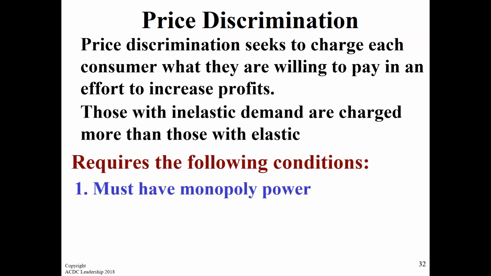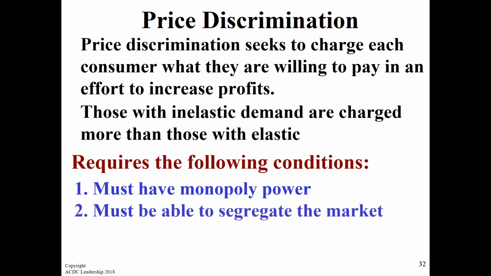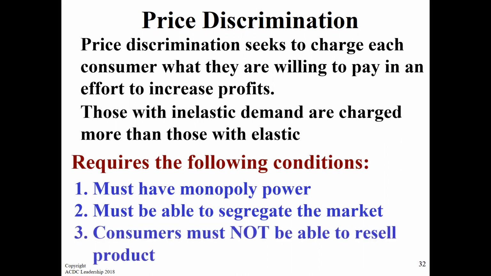You usually have to have monopoly power to control the industry. The second thing is, you must be able to segregate the market. What allows colleges to do that is they get all your financial information, so it allows them to segregate the market. And then it's not good if a consumer could resell. Because if I'm willing to pay 10 and then I could resell something for 50, I'm making the money and the monopoly is hurting on their high-end buyers.